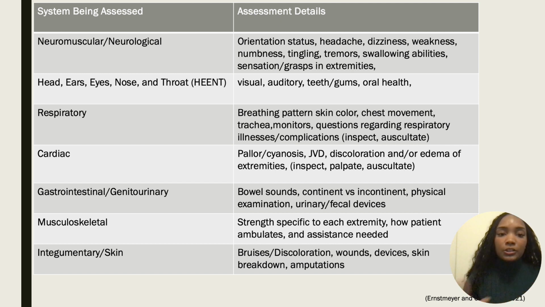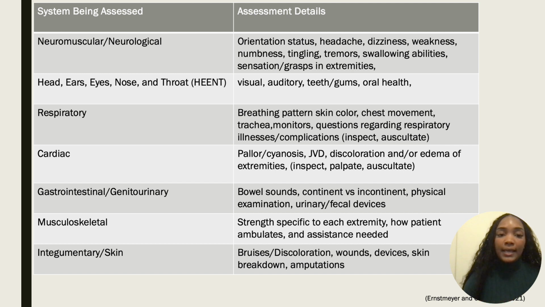We have neuromuscular, neurological. This is the patient's orientation status. Are they confused? Short-term, long-term memory. We're looking at headaches, dizziness, their swallowing abilities. You do a lot of charting in this portion for your stroke patients as well. So that's something to keep in mind.